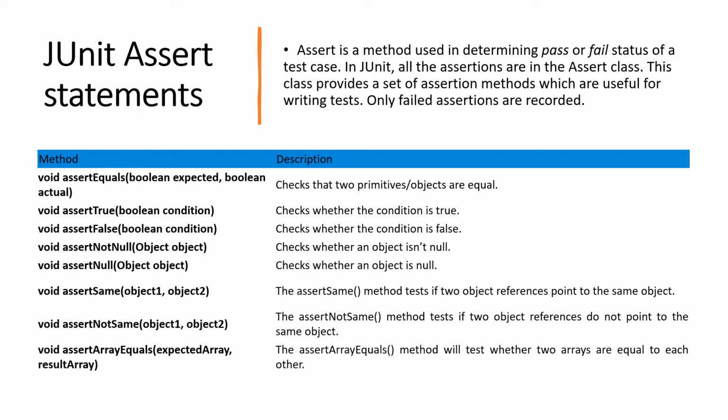AssertSame. The assertSame method tests if two object references point to the same object. Fine. Void assertNotSame. So the assertNotSame method tests if two object references do not point to the same object. Talking about assertArrayEquals. So the assertArrayEquals method will test whether two arrays are equal to each other or not.